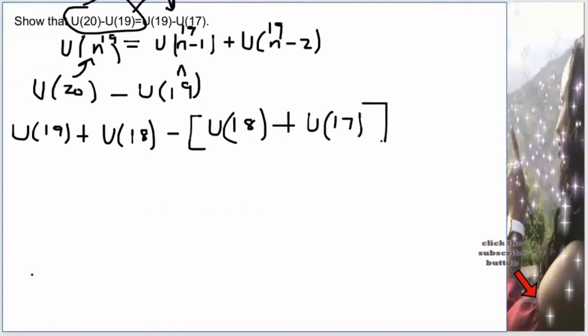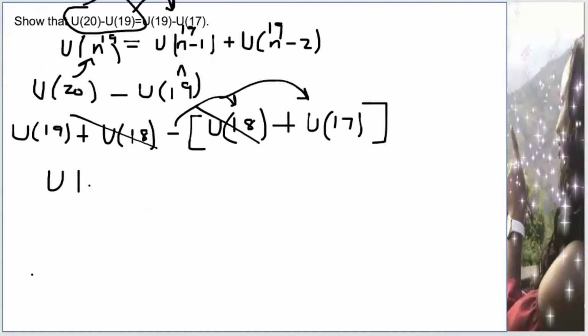Now, the minus sign affects everything behind it. So there's a change in sign. So what happened here? u18 will cancel u18. So we will have u19 minus u17, which is what we want right here. And that's it.